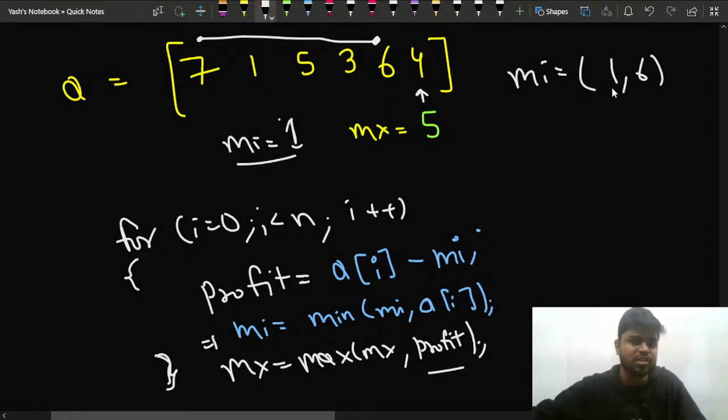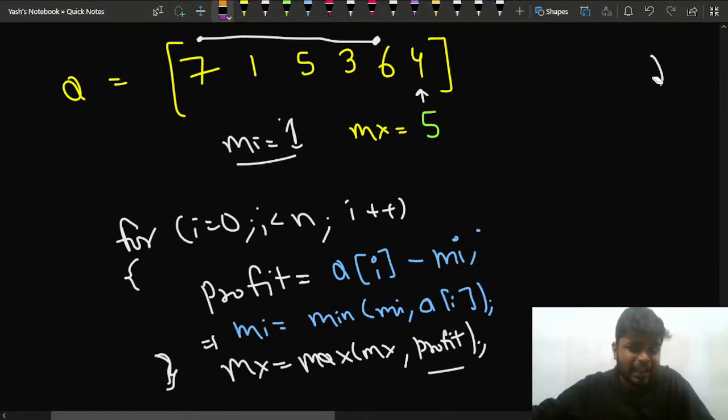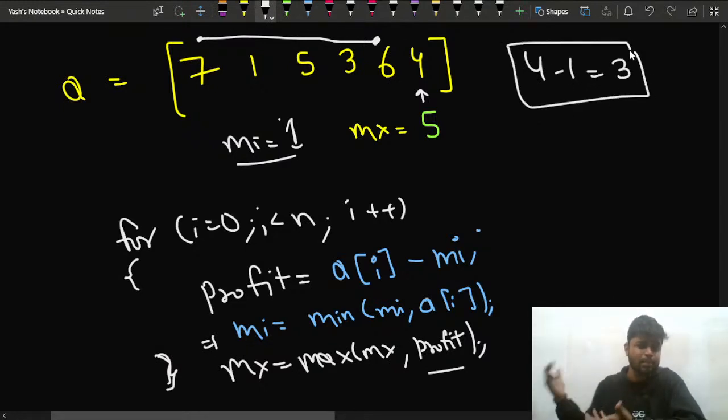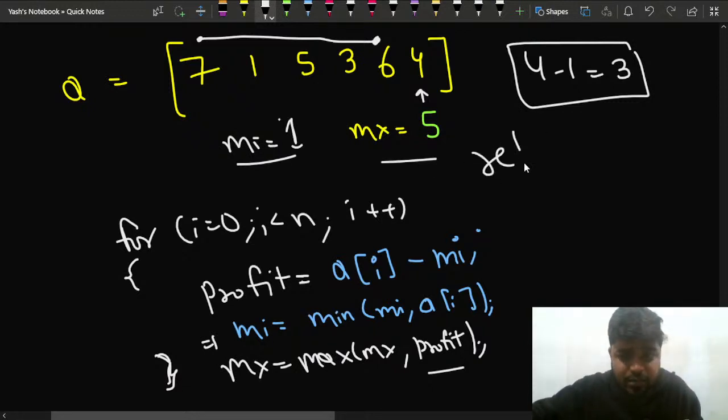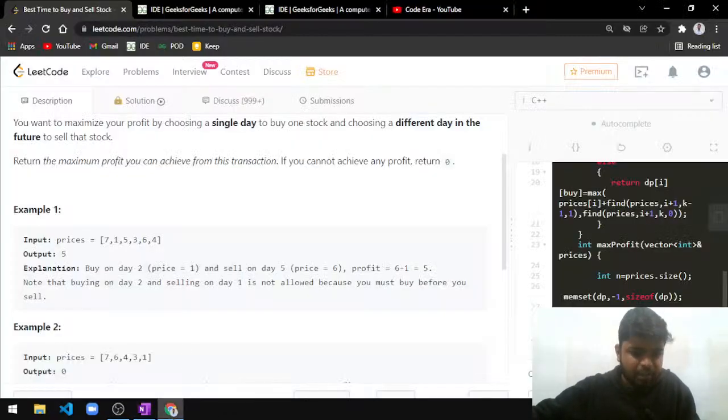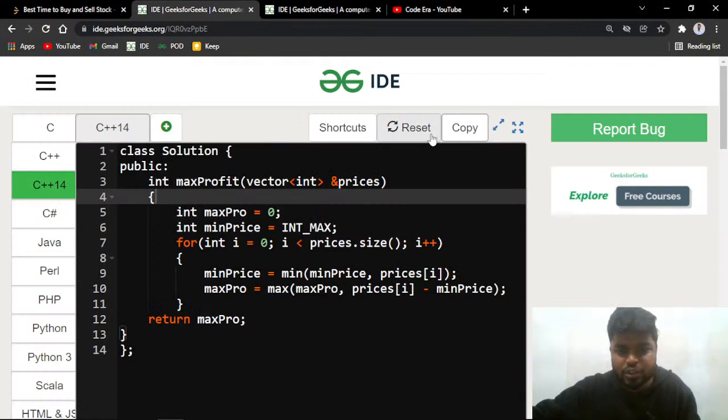If my I moves to this 4, so what will happen with this 4? If I sell it at a price of 4, so 4 minus 1 would give me 3, and is the profit 3 better than 5? No. So that's why in the end I'll simply return my maximum, right? Please give me a +1 in the chat if this much part is clear to everyone, right? So I'll simply return my maximum. So I'll show you the code part.